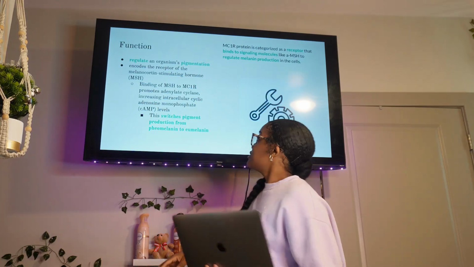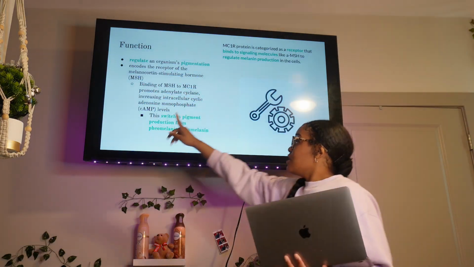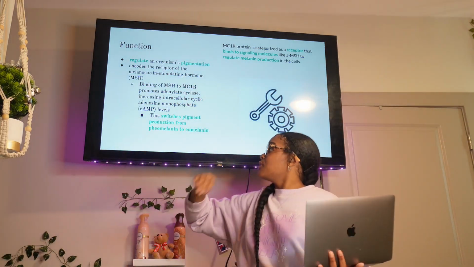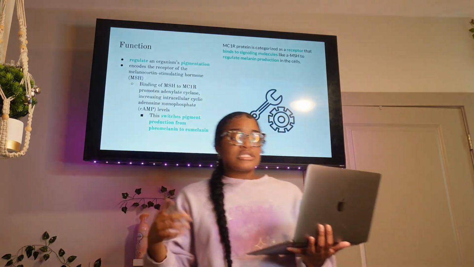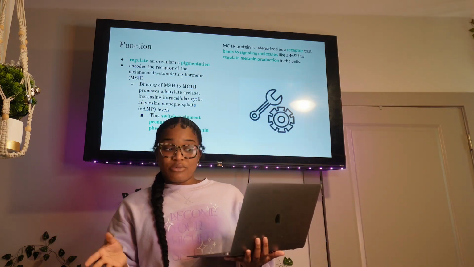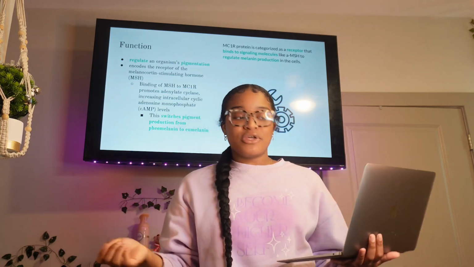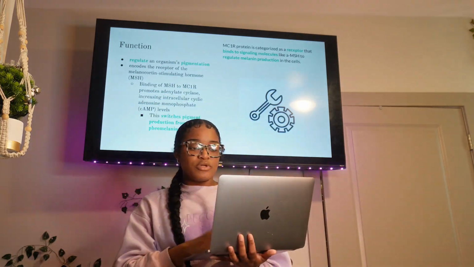So the function of this protein is to regulate pigmentation, and it switches pigment production from pheomelanin to eumelanin. MC1R protein is characterized as a receptor that binds to signaling molecules to regulate melanin production.